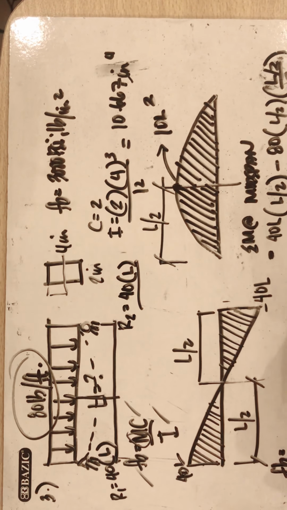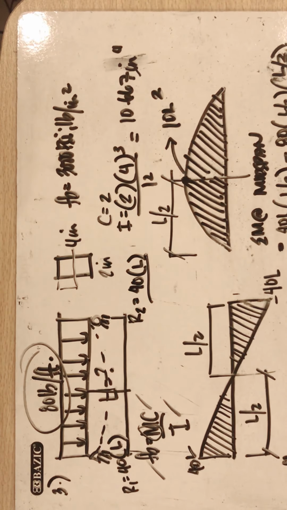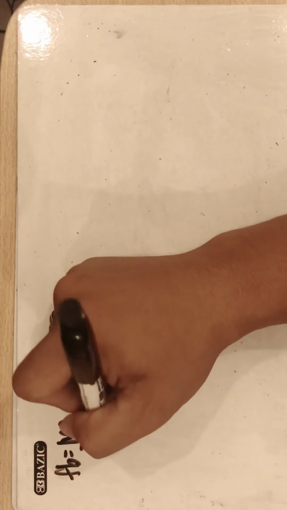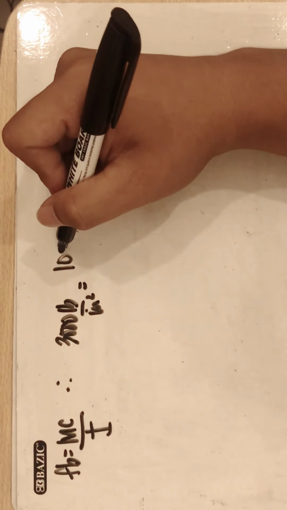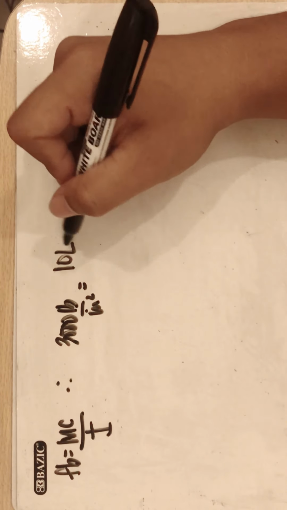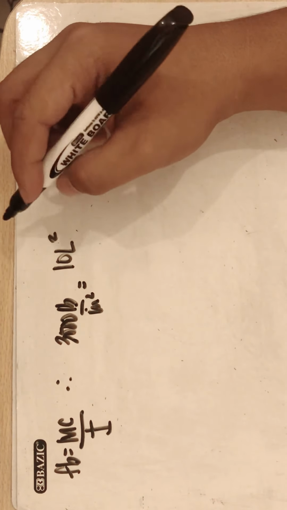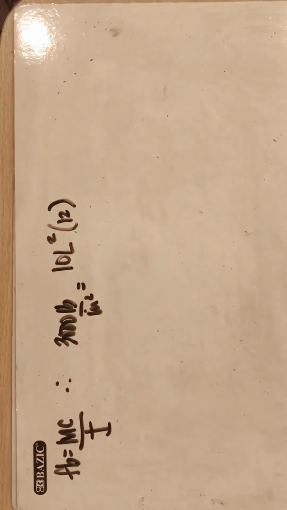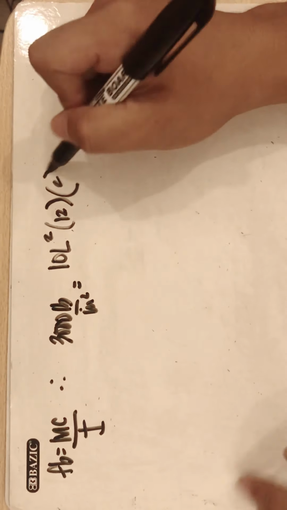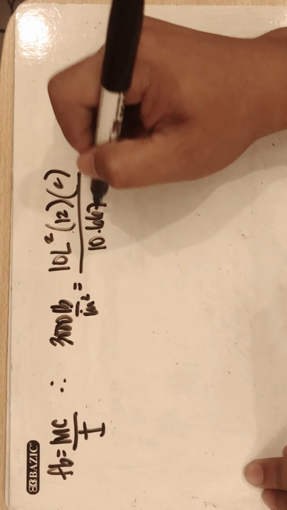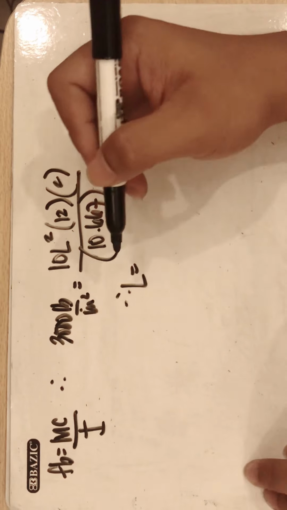So, Fb is equivalent to Mc divided by I. Our Fb is 3,000 pounds per inch squared, equivalent to M, where M is 10L squared. However, this L is still in feet, so we multiply by 12 to convert into inches. Then times C. What is the value of C? C is equivalent to 2 and I is 10.667. So, 2 divided by 10.667.